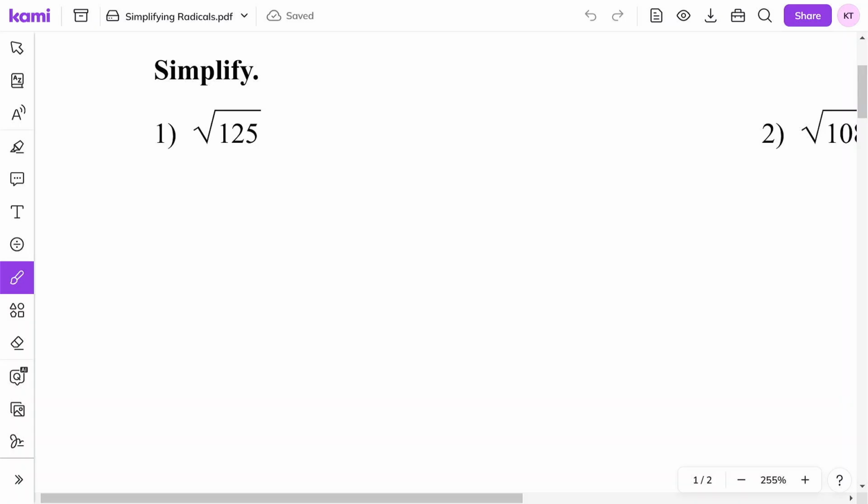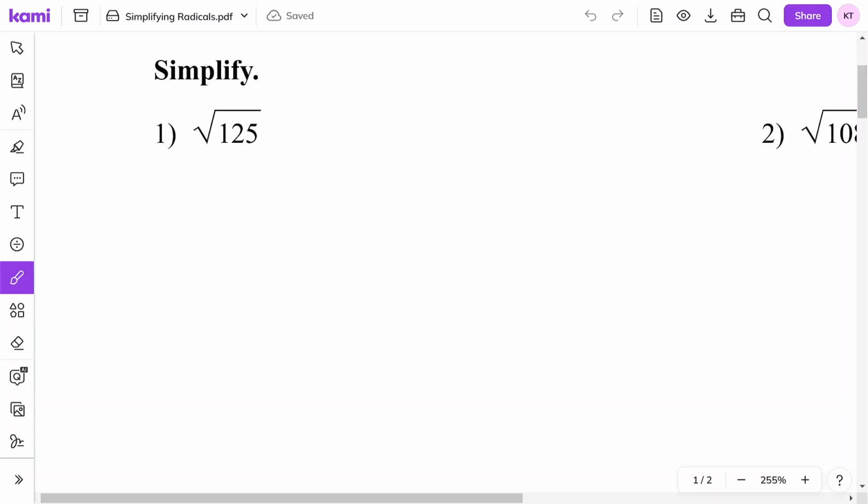All right, so in this video, we're going to be simplifying square roots, and we're going to be using two different methods. One method is going to be finding the greatest perfect square which you can divide by, and the second method is going to be the factor tree method. It doesn't really matter which method you decide to use, just pick one that works best for you.